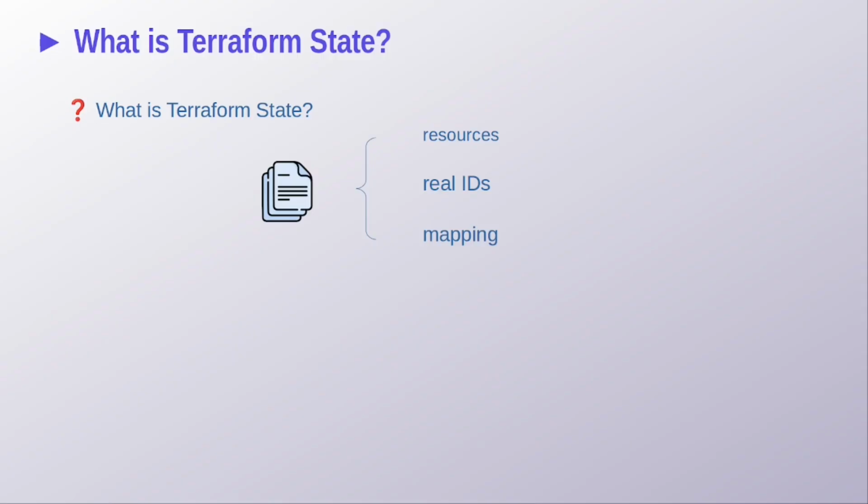What is Terraform state? Terraform state is a data file, usually named terraform.tfstate. It is used to record what resources were created, store real cloud IDs like instance IDs, ARNs, and names, and connect Terraform code to real infrastructure.